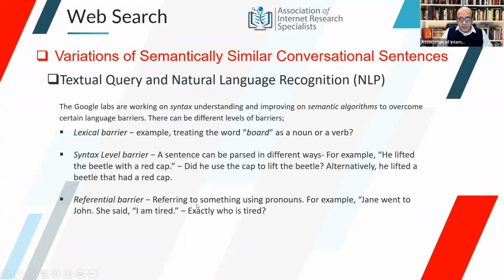Then there is a referential barrier, referencing something using pronouns. For example, Jane went to John. She said, "I am tired." So exactly who is tired? Now, these are barriers of three different types. Not that you would have a question in the exam asking whether something is a lexical barrier or syntax or referential. None of that is going to happen to confuse you or to test you on this. This is FYI, for your information only. What you would need to understand is the definition of what lexical barrier stands for versus syntax versus referential. So that's just the distinction or differentiation. That is why we are explaining these three different barriers.